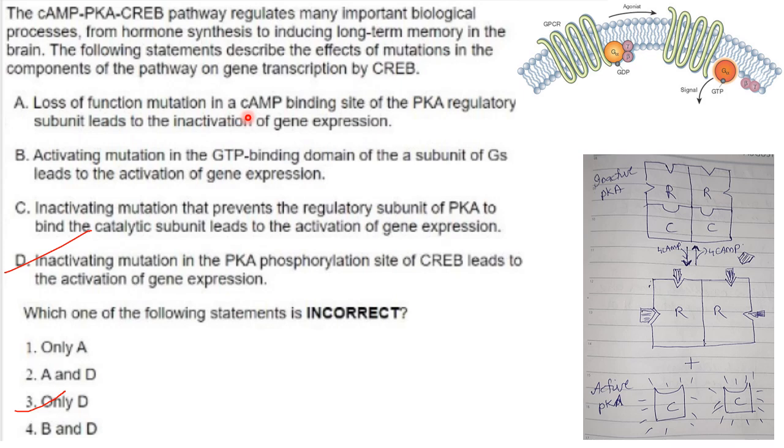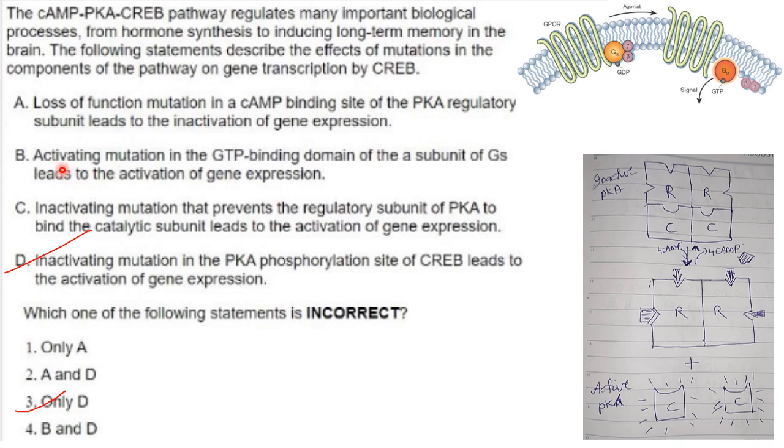Loss of function mutation in a cAMP binding site of the PKA regulatory subunit leads to the inactivation of gene expression. Now if there is a mutation, that is loss of function of cAMP binding site on the regulatory subunit of the PKA, that is over here, cAMP will not bind there. So PKA will be inactive. PKA inactive means gene expression is not happening. It's not going to happen. So A is correct.